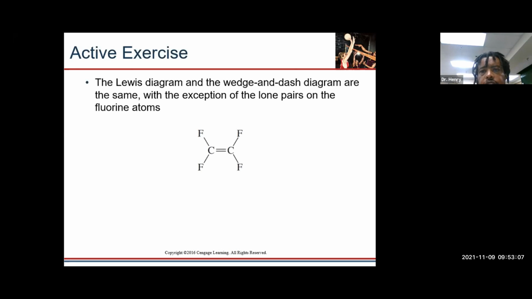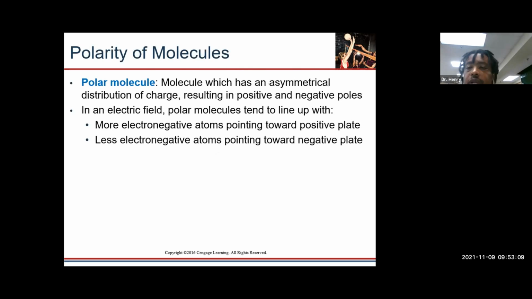Okay, now let's talk about polarity. We talked about bond polarity in the last chapter, right? So now we talk about bond polarity versus molecular polarity. A polar molecule basically means that we have something with a positive charge on one pole and a negative charge on another pole, okay? So like if we take a look at water.